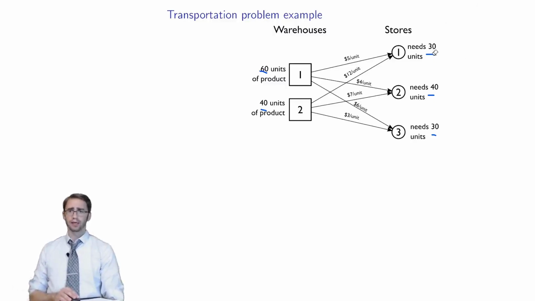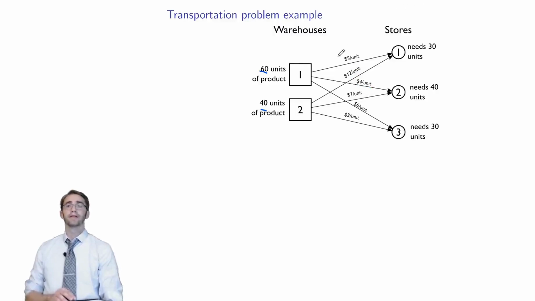So what are we doing here in this problem? I've got stores that need things, and I've got warehouses that have things. And so the goal here is that I want the warehouses to send things to the stores, and I want them to do so in a way that is as cheap as possible. You'll notice I've got these numbers here, $5 per unit, $12 per unit, $4 per unit. Okay, what does that represent? What those numbers represent are the following.